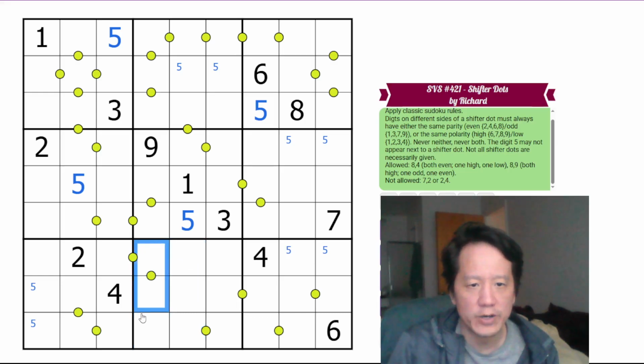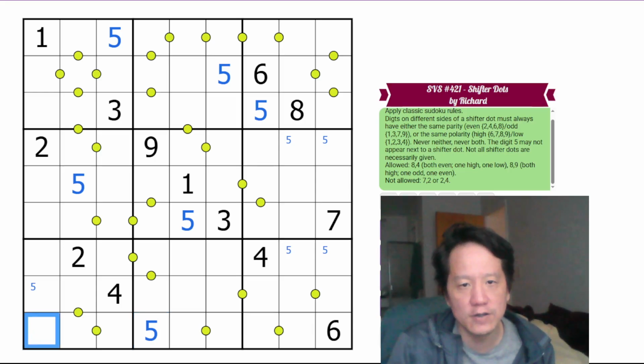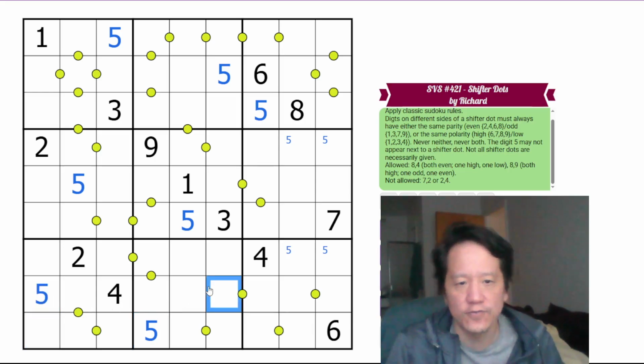What about in box 8? Where is the 5? Can't be here because of the 5 in the column. Can't be next to any shifter dots. Can't be here because one of these must be a 5, so the 5 has to be here. This can't be 5, so this must be a 5 remaining. This 5 eliminates 5 here. That leaves that as a 5.